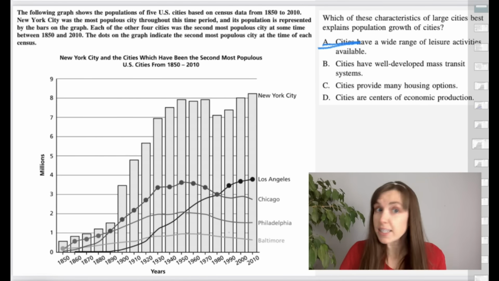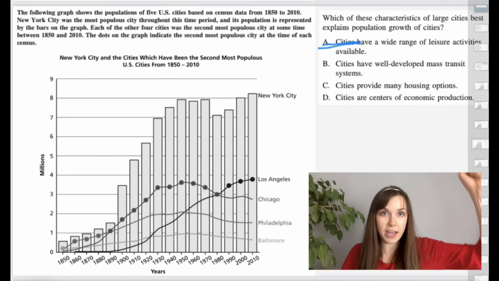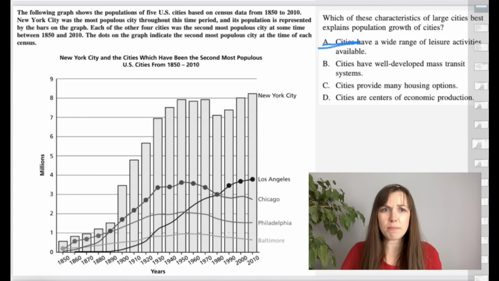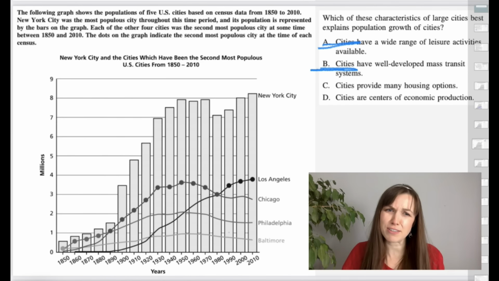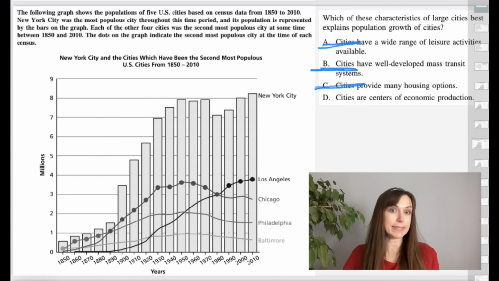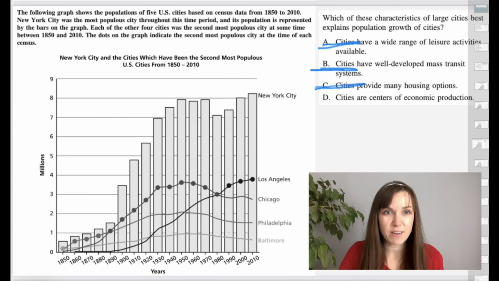B, cities have well-developed mass transit systems. Woohoo for the subway! Do you move to a big city because of a subway? I don't. C, cities provide many housing options. Oh my goodness, this city has a house. Maybe I'll move there. Is that really why you move there? Because there's a house for you to live in? No. Let's look at D. Hopefully that's the answer because we have no other choices.